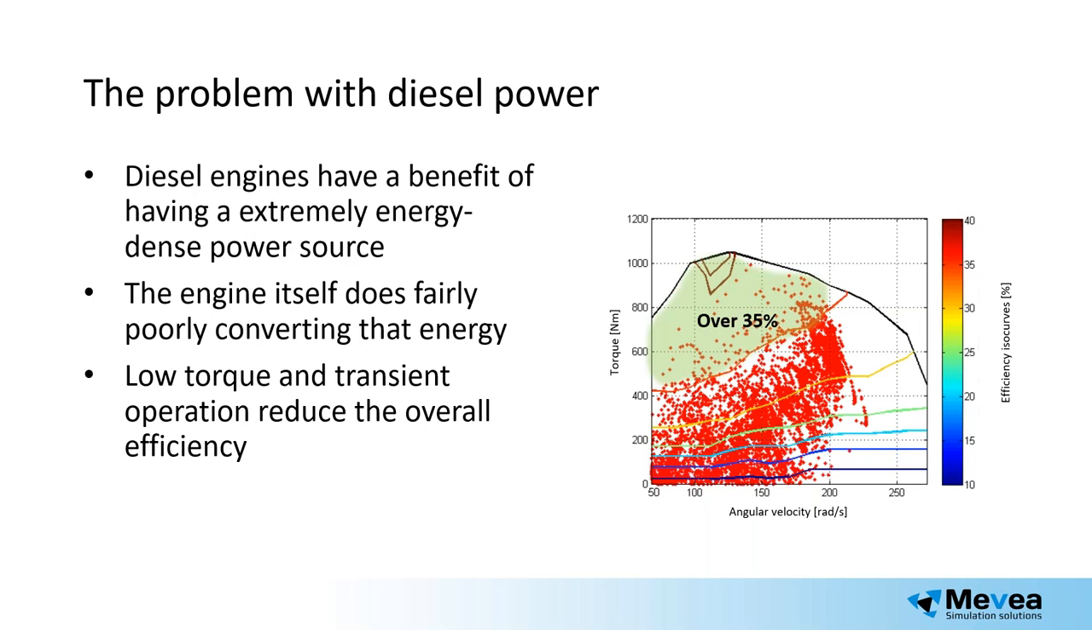But the engine itself does fairly poorly when it tries to convert that energy into a usable form, output from its shaft. Basically, the maximum efficiency that a diesel engine can achieve is a bit over 40%, which means that almost two-thirds of the energy contained in the diesel oil is expelled in heat, noise, and vibrations, and only 40% can be taken into use.